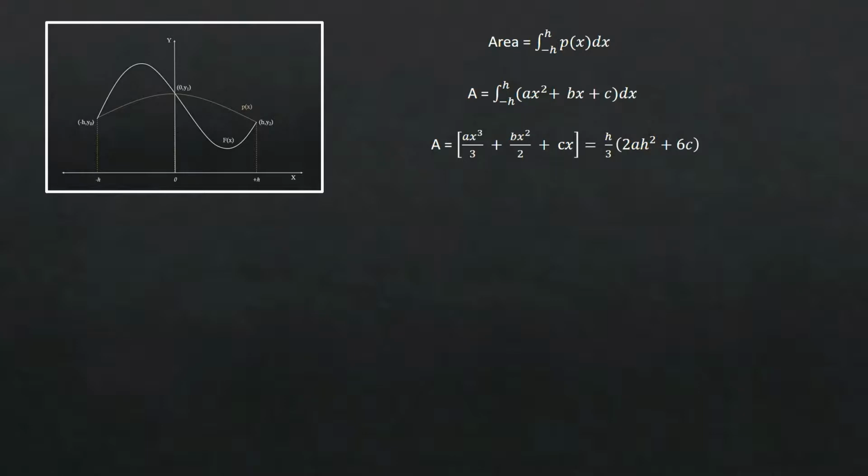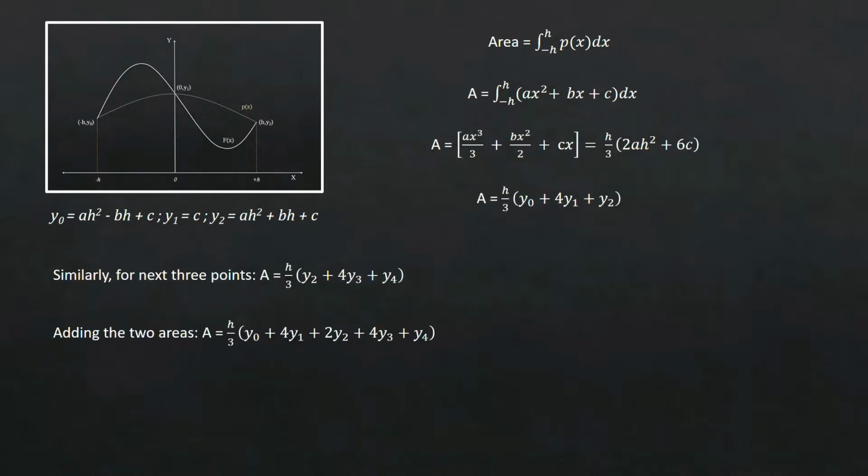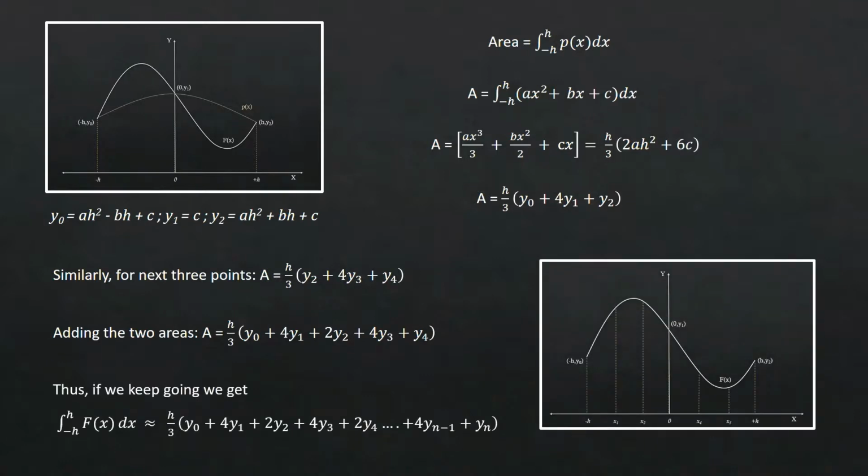After solving, we come to A equals h by 3 into 2ax square plus 6c. But since we have no idea of the values of a, b and c, we substitute the 3 points that we have considered in the generalized equation, and we get 3 equations for y0, y1 and y2. Then we resubstitute the values of a, b and c, and we get the area under the parabola. We continue this process for n different points for n different parabolas, and we add them up to get Simpson's 1 by 3 rule.